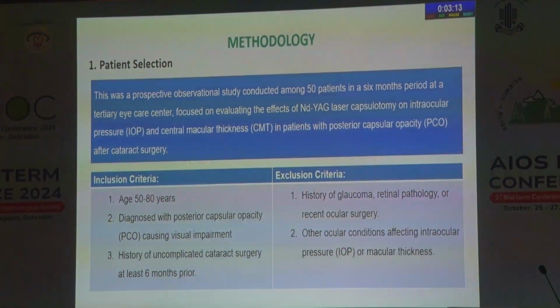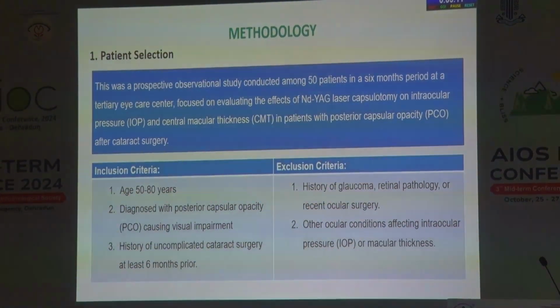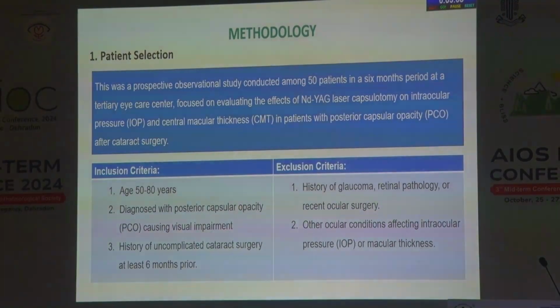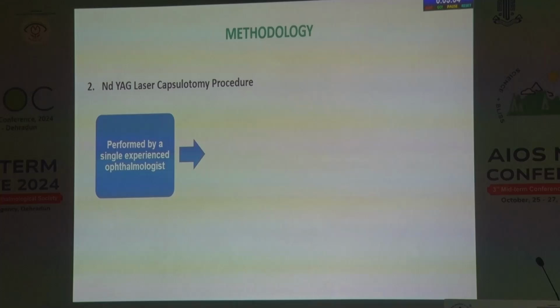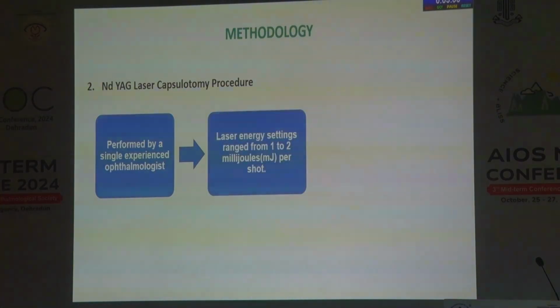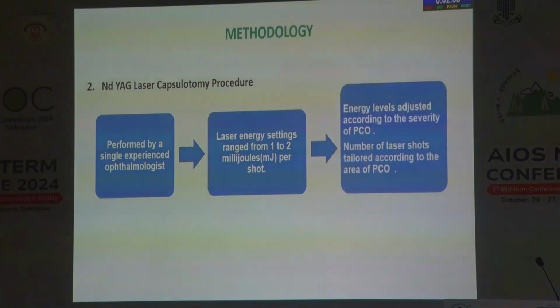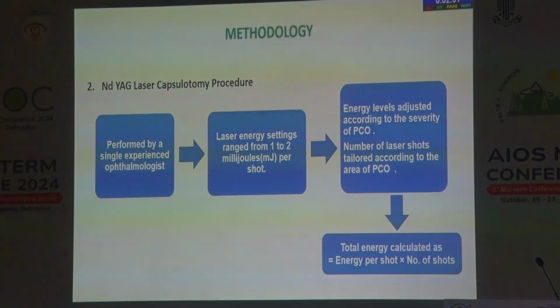Any patients having history of glaucoma, retinal pathology or recent ocular surgery or other ocular conditions affecting intraocular pressure or macular thickness were excluded from my study. All the procedures were performed by a single experienced ophthalmologist and the laser settings ranged from 1 to 2 millijoules per shot, and the energy level was adjusted according to the severity of the PCO and the number of laser shots tailored according to the area of PCO. Total energy level was calculated as energy per shot multiplied by number of shots.